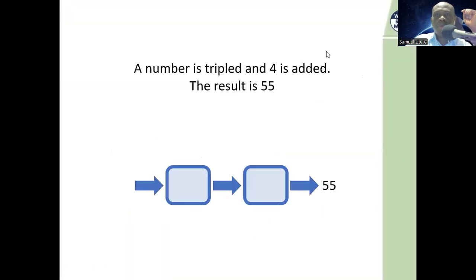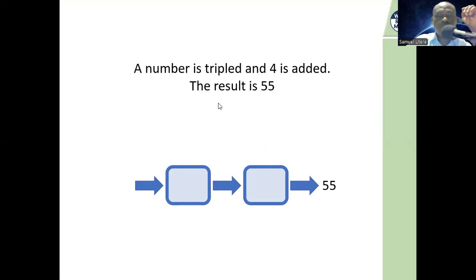Okay, if you have a question that is given to you in words, something you need to know. So here is the question. It says a number is tripled and 4 is added. The result is 55. Okay, what do we need to do? It's important you note that when you read questions, follow the order in which the operations are given to you.